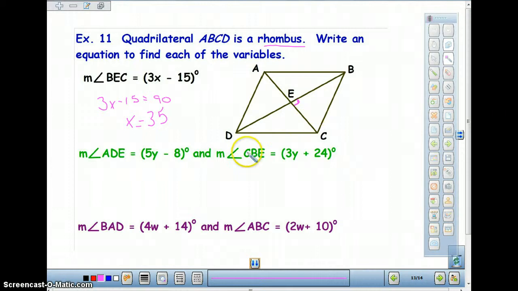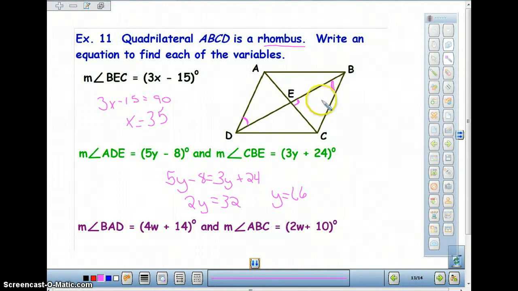Okay, so now I think it really helps if we decide what angles we're talking about here. We're talking about ADE, which is this angle right here, and CBE, which is this angle right here. Okay, we know that the diagonals are going to bisect each opposite angle, so therefore we can say 5y minus 8 equals 3y plus 24. Therefore, 2y equals 32, and y is going to give us 16.